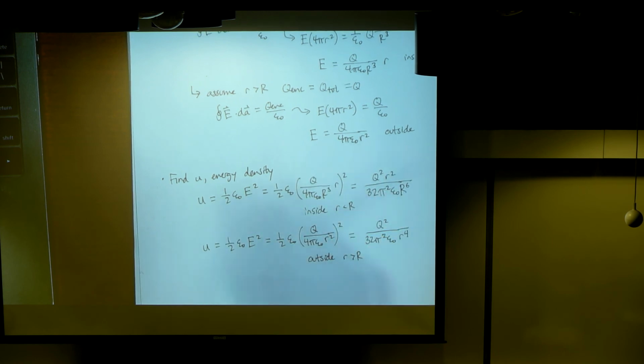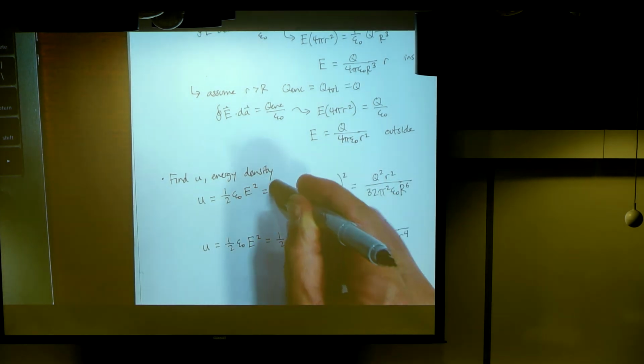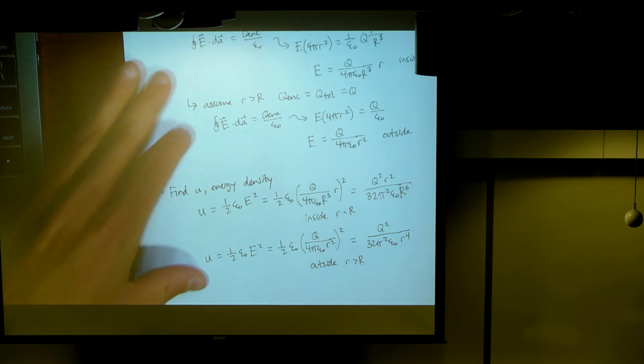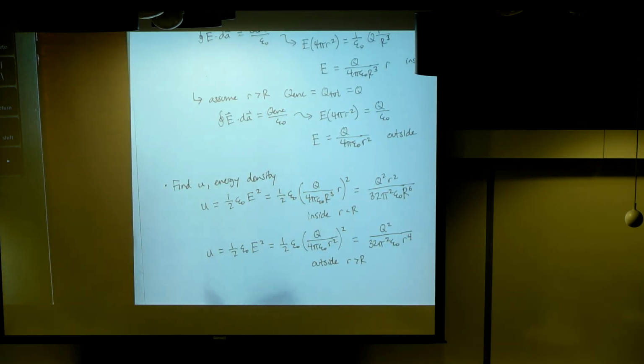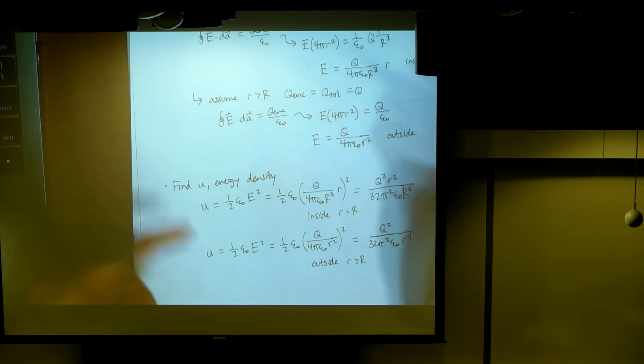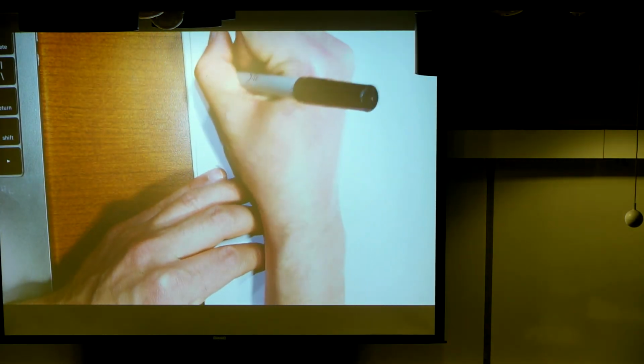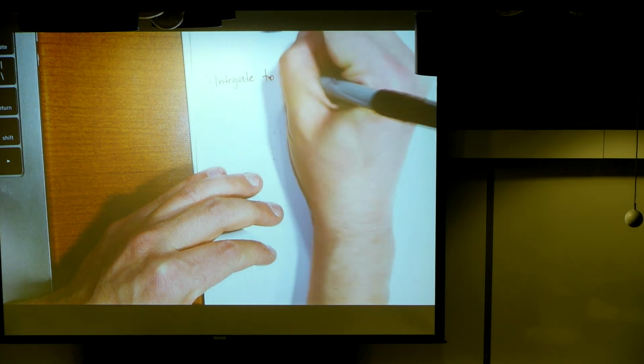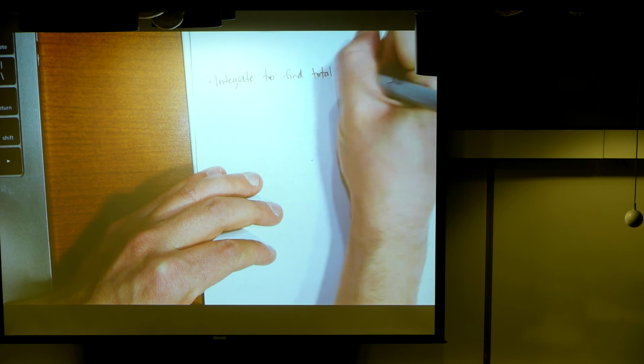All right, so we're going to take the last step, which is, this is the energy density. If we integrate this over volume, that gives us the total energy stored within that volume. We have to be a little careful about how exactly we do this, but the basic idea is we'll have 2 separate integrals to evaluate, one for the inside, one for the outside. So the last step is we're going to integrate to find the total energy.